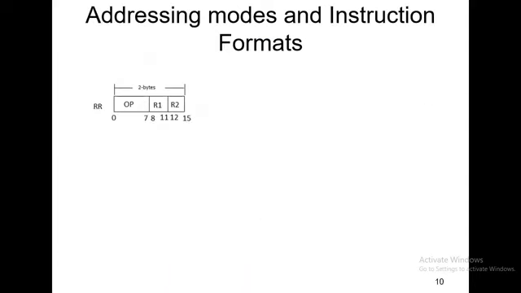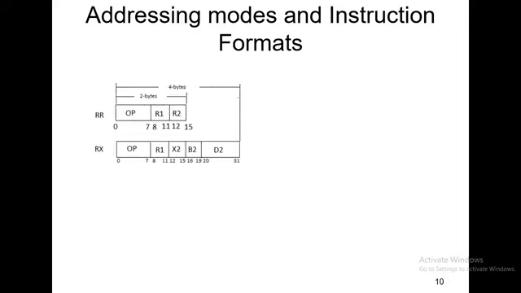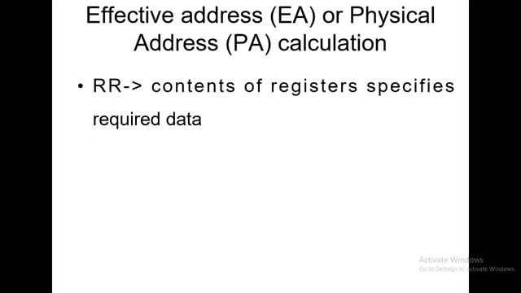And addressing modes: here in this pass 1 and pass 2 assembler, we are using only two types of addressing mode, that is RR and second is RX type. RR means you have to perform the operation within two registers, and RX means one register is there and second one is base register, index register is there. Size of RR instruction type is 2 bytes and size of RX instruction type is 4 bytes.